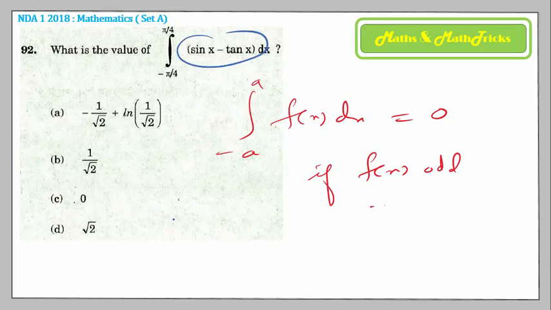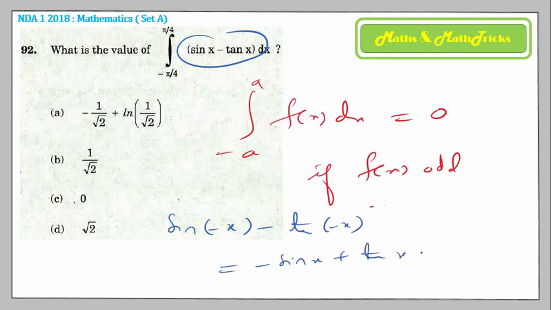If you're not clear, you can check that. This is going to be sin of minus x minus tan of minus x. So this would be equal to minus sin x plus tan x, which would be minus, taking common, minus times sin x minus tan x. That is the definition of an odd function, isn't it? What is the definition of an odd function?